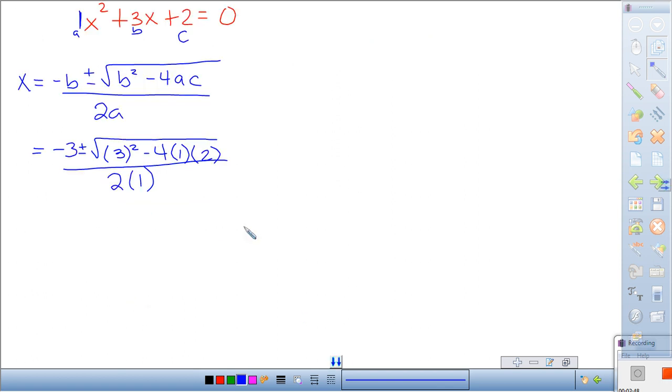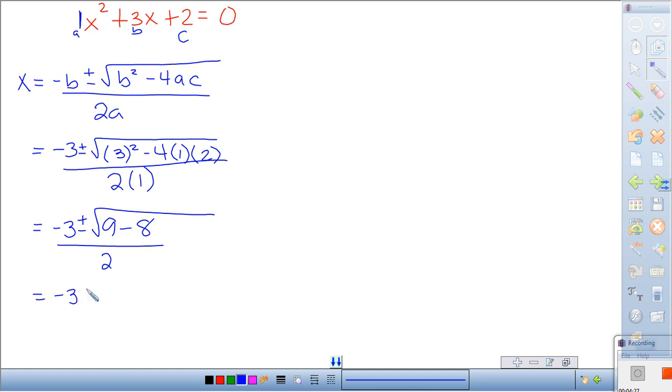Then we just need to follow PEMDAS. So we have x equals negative 3 plus or minus. I want to take care of everything under the radical first. According to PEMDAS, I need to square first. You can think of the radical kind of like a grouping symbol, like parentheses. That's why we take care of this first. And while you're under the radical, you also follow PEMDAS. Exponents first: 3 squared is 9, minus, and then you can multiply 4 times 1 times 2. 4 times 2 is 8, times 1 is still 8. So 9 minus 8, divided by 2 times 1, which is just 2.